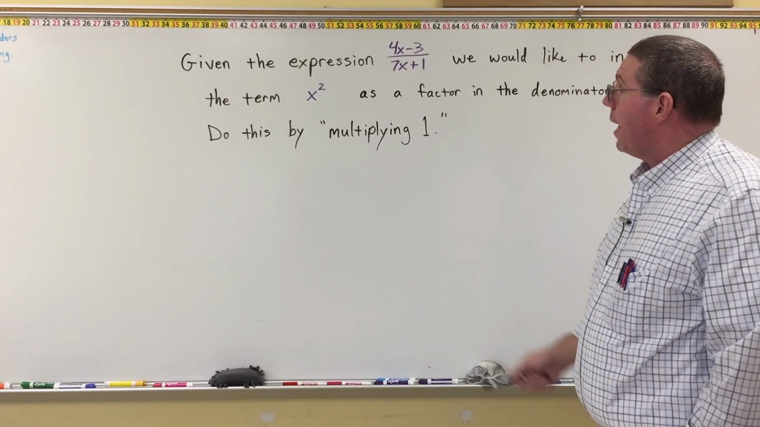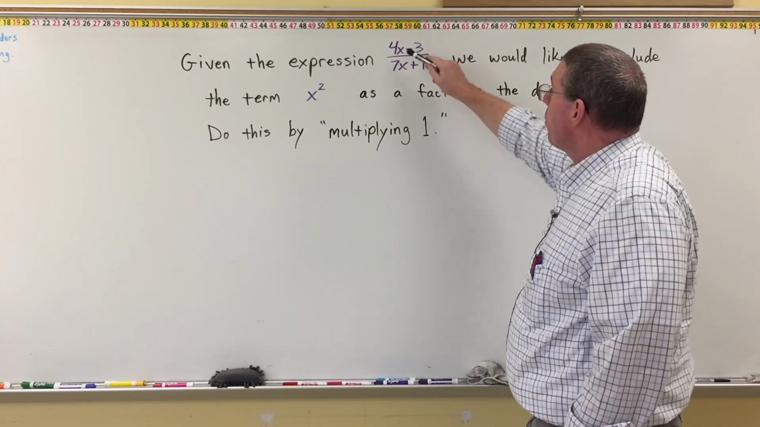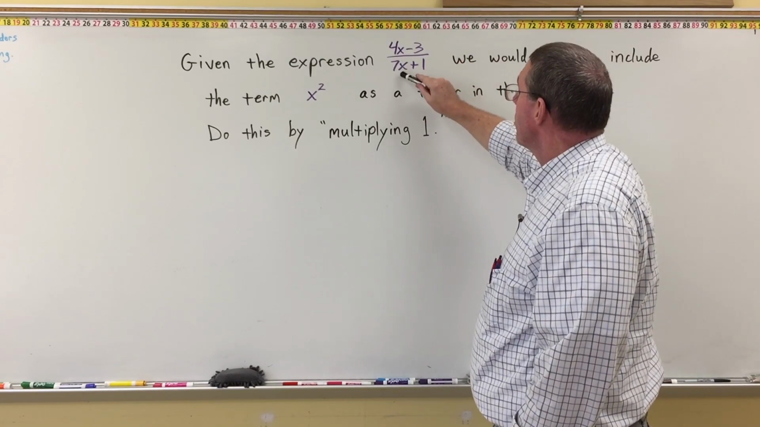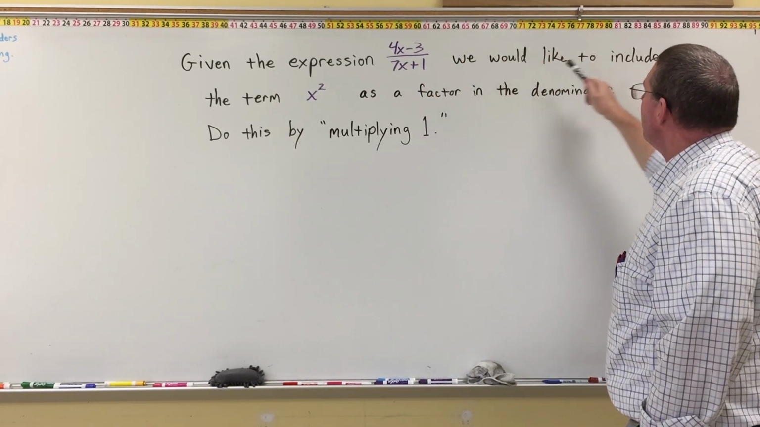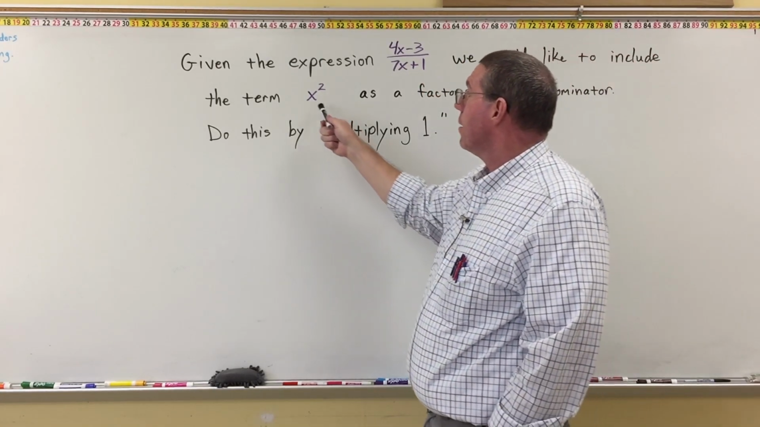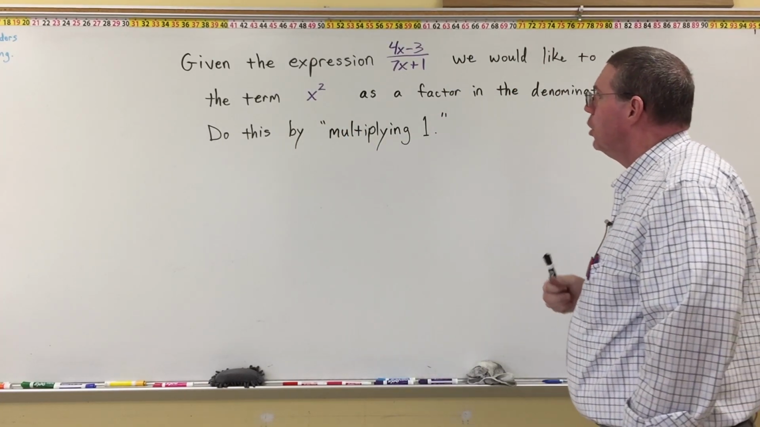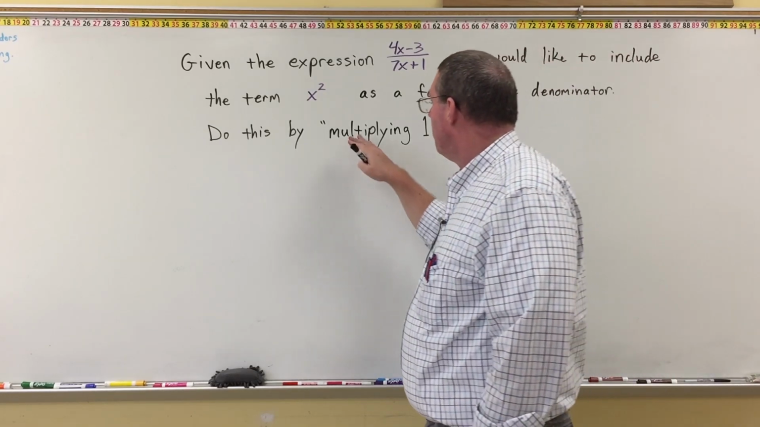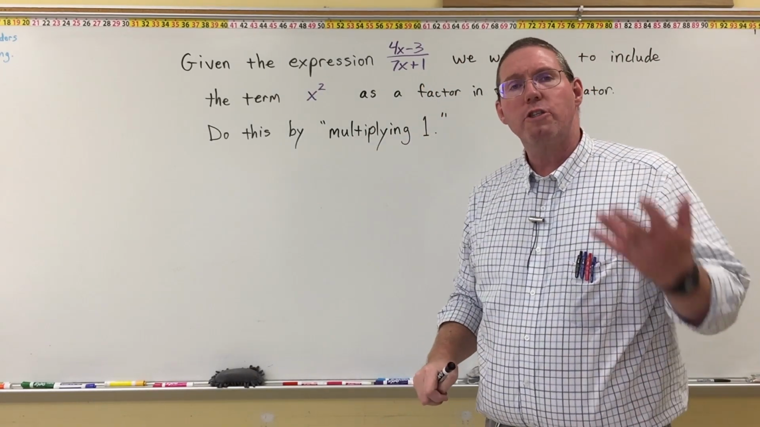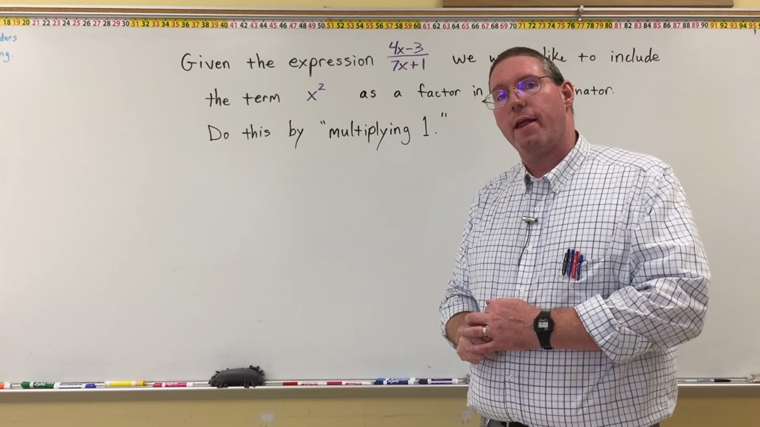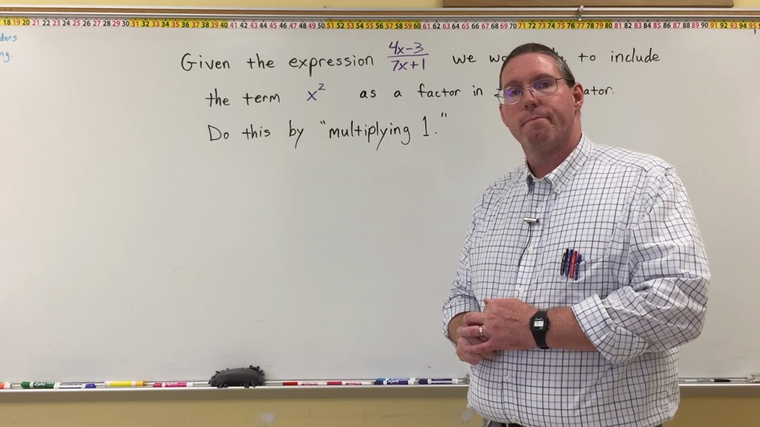Okay, here we have, given the expression 4x minus 3 over 7x plus 1, we would like to include the term x squared as a factor in the denominator. Do this by multiplying by 1. Why don't you pause the video and try this on your own, and then I'll do it.